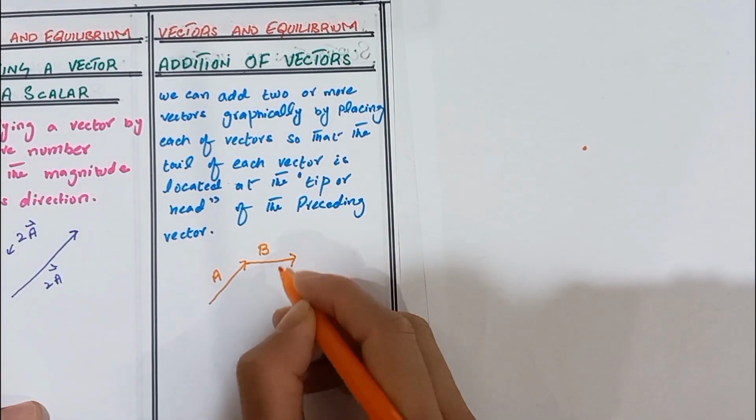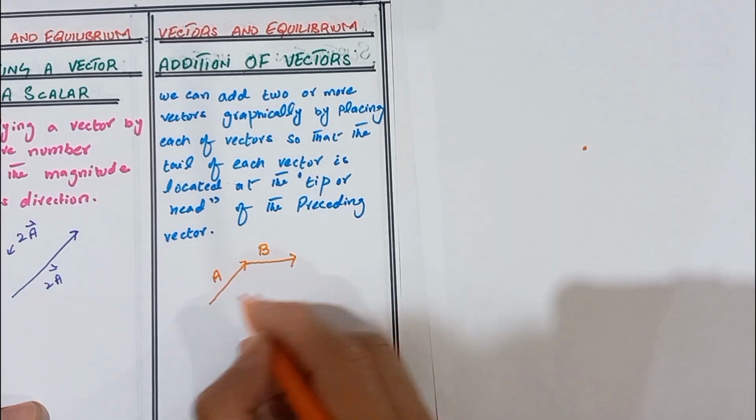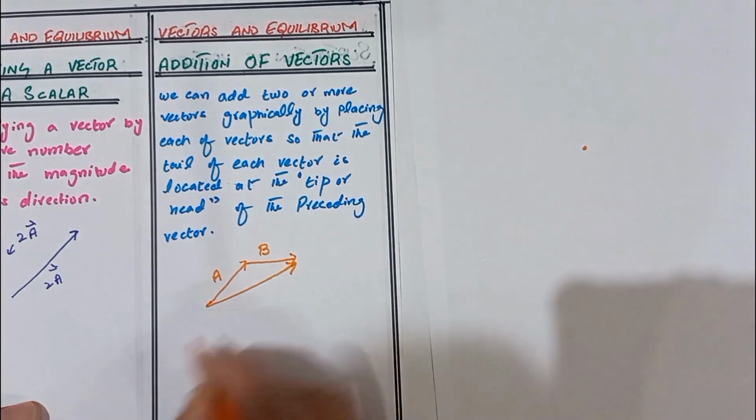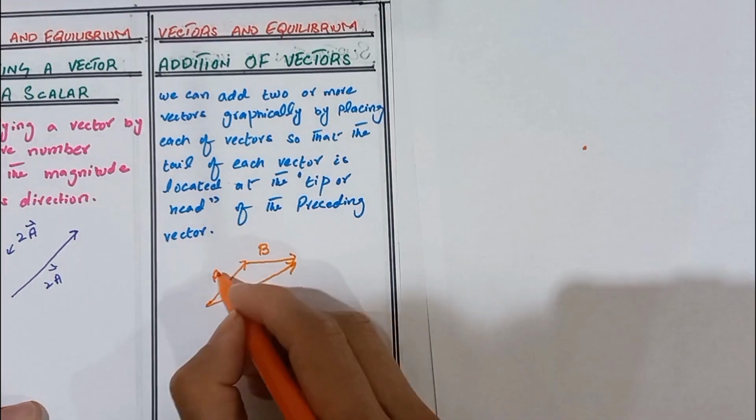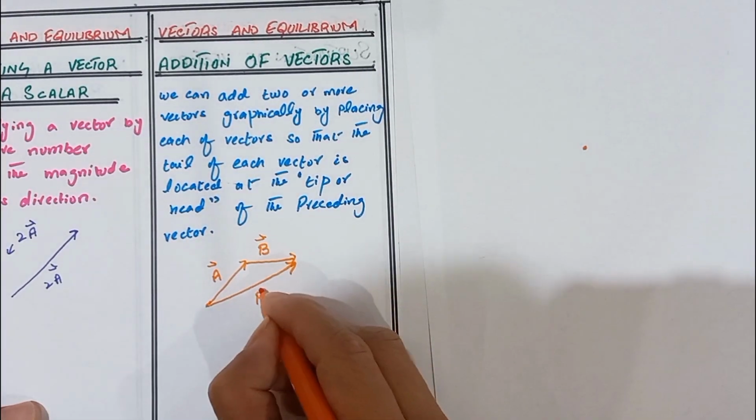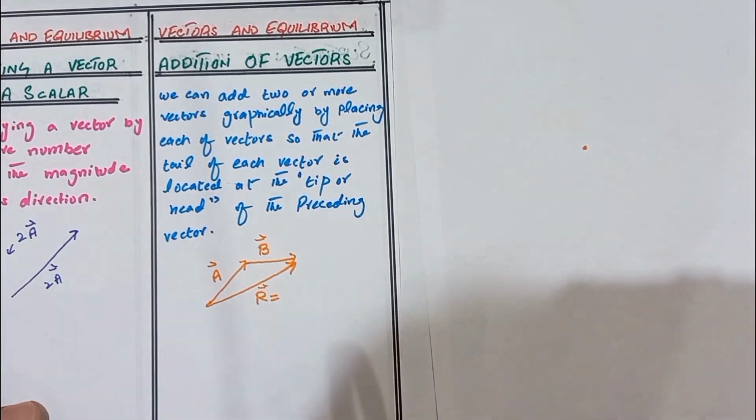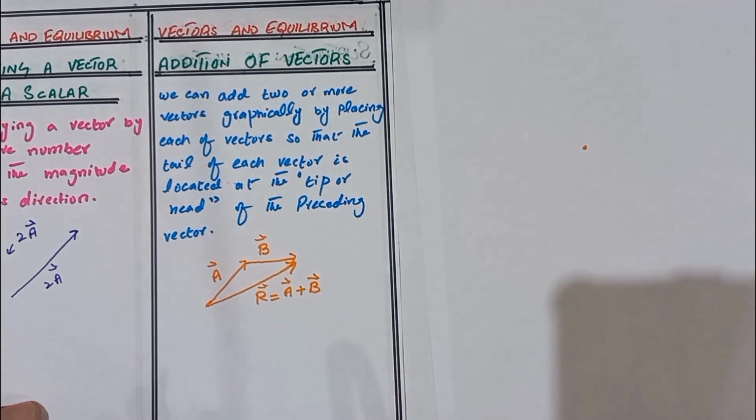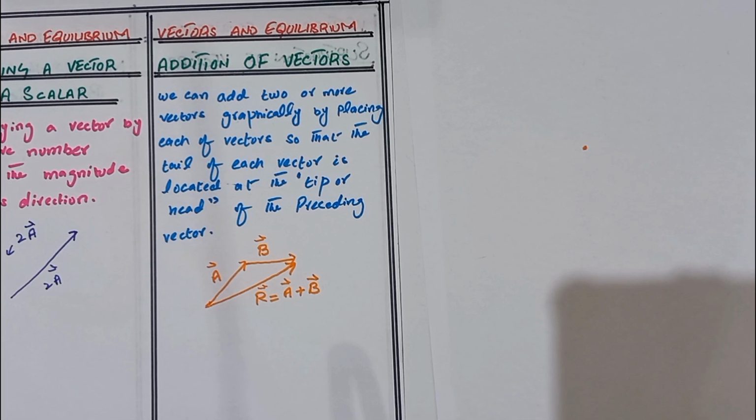Now we draw the resultant of the vectors, such that it goes from the tail of the first vector to the head of the last vector. This represents the resultant of the vectors. So this is vector A and this is vector B. The resultant vector is obtained by adding vector A and vector B using the head to tail method. This is how we add two vectors.